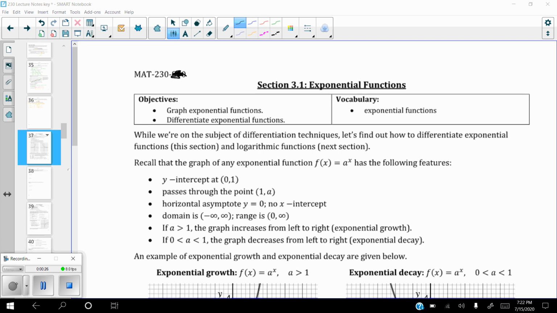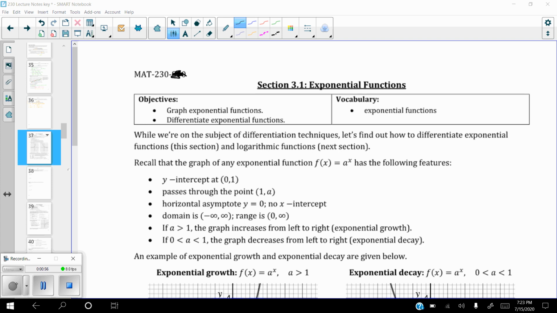While we're talking about some of the differentiation techniques that we've been doing from the past sections, we're going to figure out how to differentiate exponential functions in this section and then logarithmic functions in the next section. That's because those two functions are inverses, so they kind of go hand in hand. The exponential function derivative is probably my favorite derivative to do, and hopefully you'll understand why when we get there.